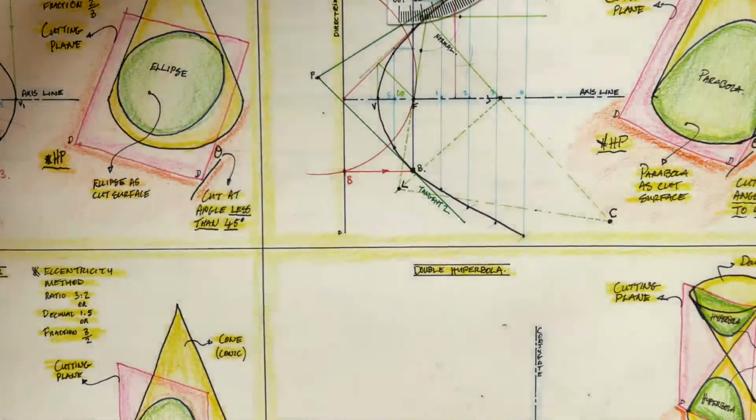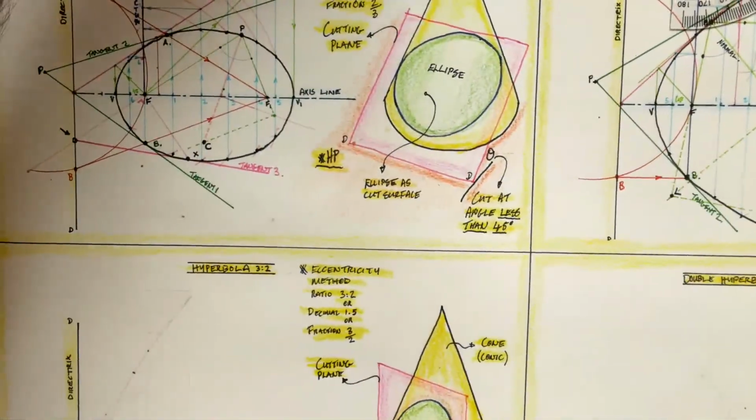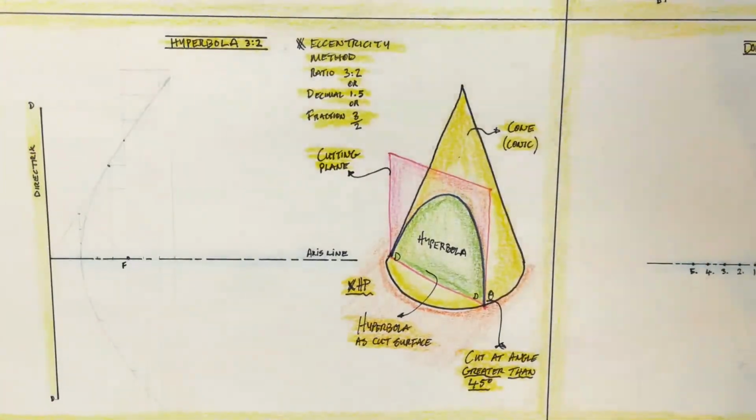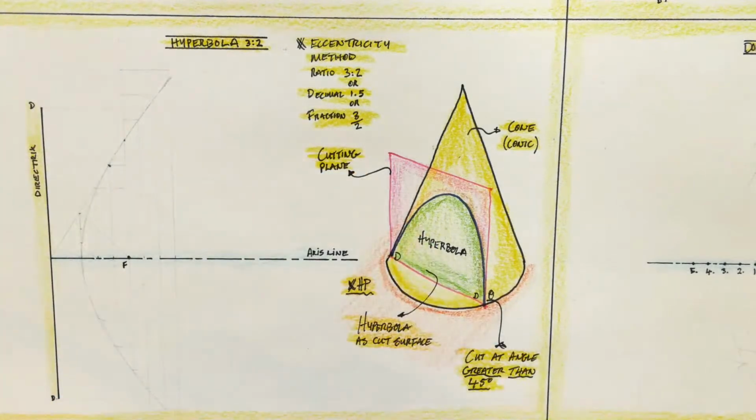Now, I might be able to run through this one a little more quickly, guys, because we've kind of covered everything we needed to cover there. As you can see here, I have my directrix. You can see very lightly the detail there. All we're going to do here is use the eccentricity method. I just want to show you how to apply the ratio.